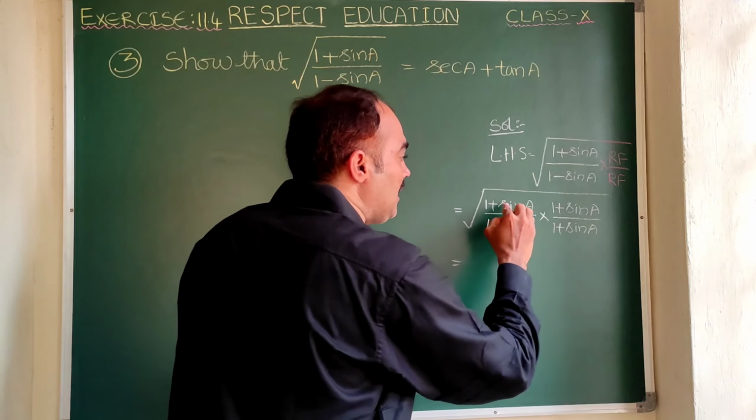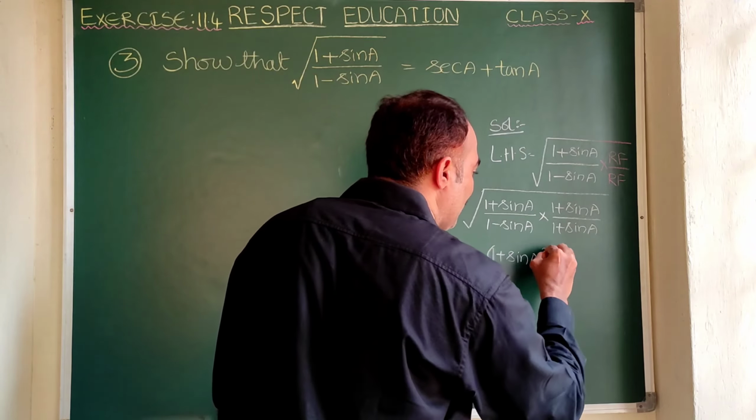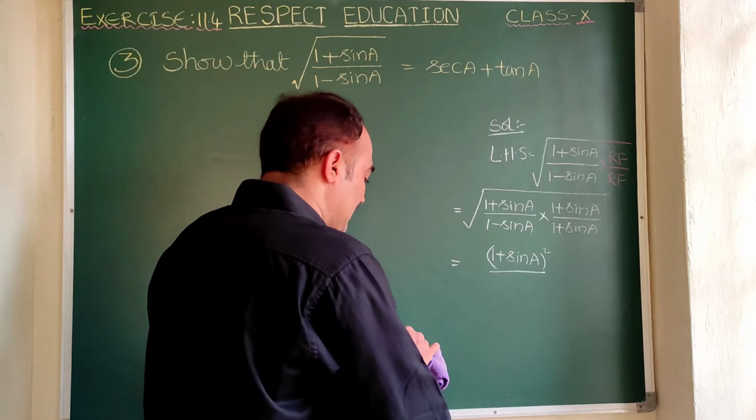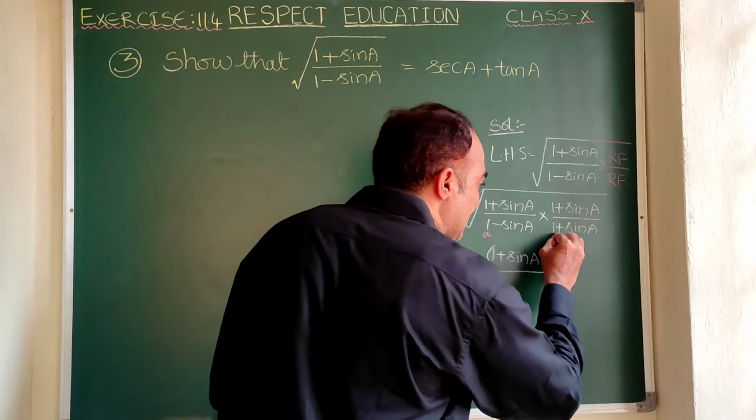Now multiply numerator and numerator. 1 plus sin A into 1 plus sin A becomes 1 plus sin A whole square. In the denominator, here you take 1 as A, and replace sin A as B, this is B, this is B.